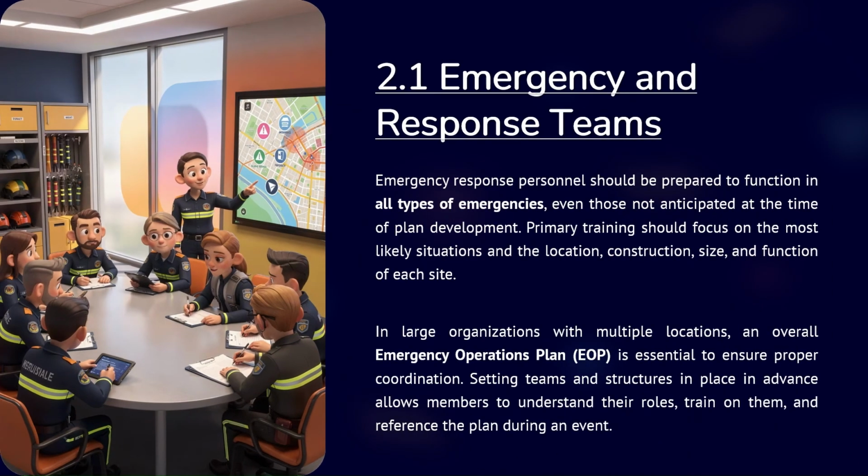Emergency response personnel should be prepared to function in all types of emergencies, even those not anticipated at the time of plan development. Primary training should focus on the most likely situations at the location based on risk, construction, and function of the facility. In large organizations with multiple locations, a centralized emergency operations plan can be supported by site-level emergency response teams. Designating response teams and assigning resources in advance allows members to understand their roles, train on them, and quickly reference the plan during an actual event.